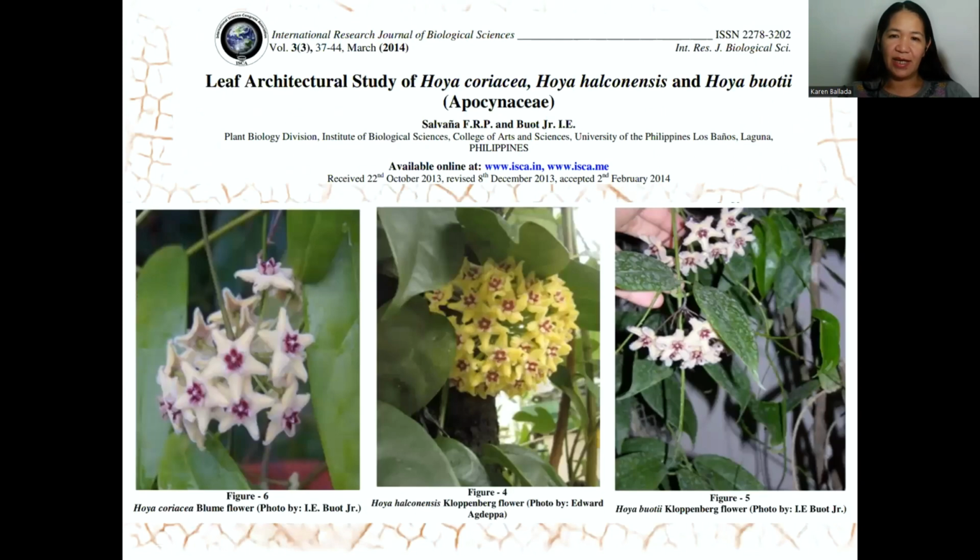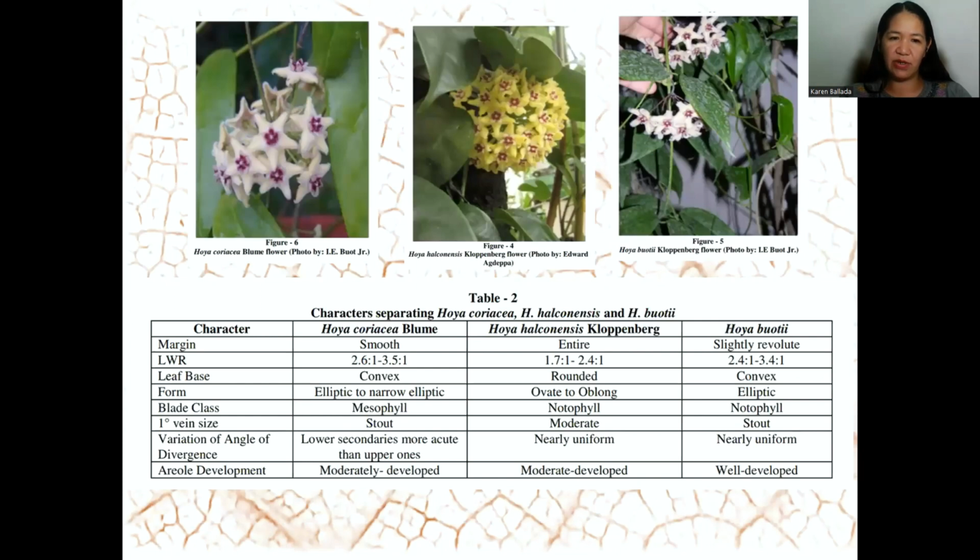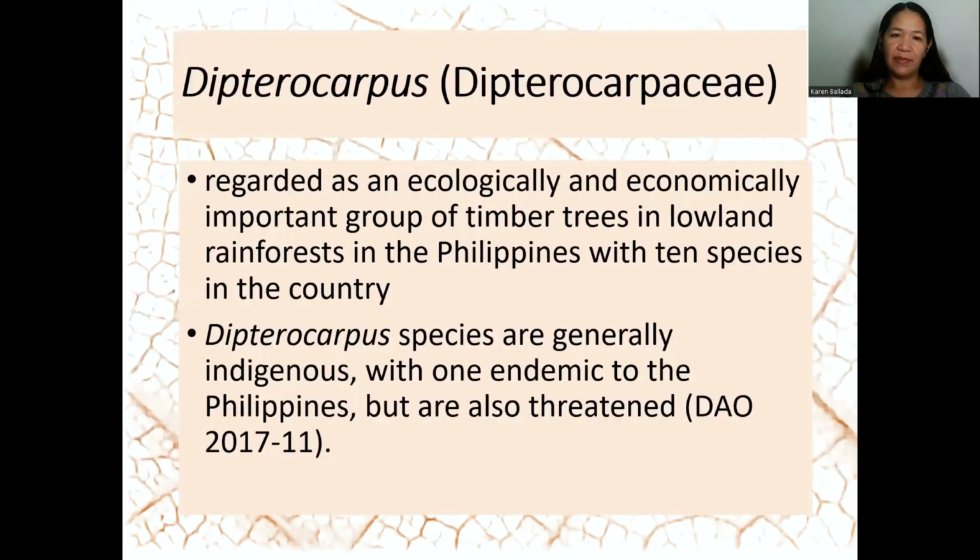See? Another study on Hoya, this time involving Hoya coriacea, halconensis, and buotii. These three particular species are again quite similar in terms of their vegetative features. With leaf architecture analysis, they were able to get this result. So you can delineate these three species using their leaf margin, length to width ratio, leaf base, leaf form, blade class, primary vein size, variation of angle of divergence, and again, of course, areole development.